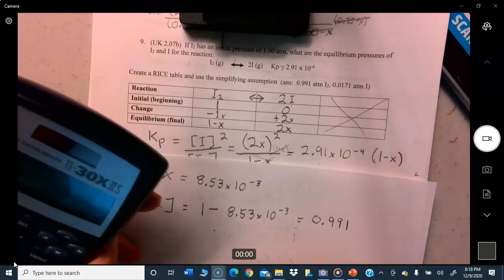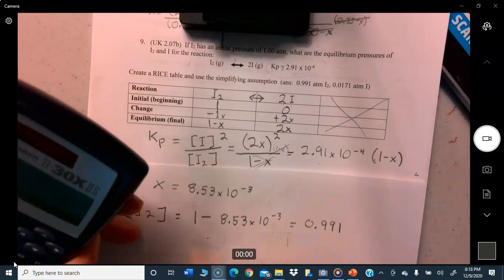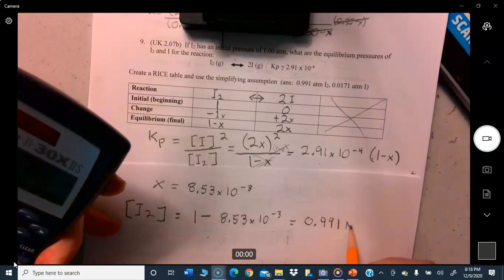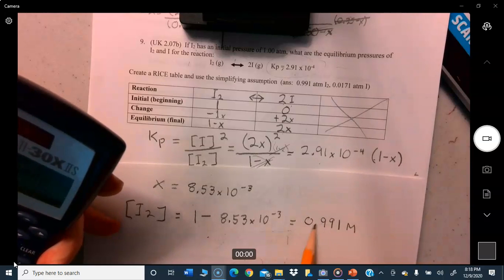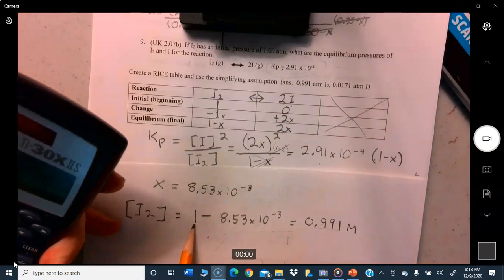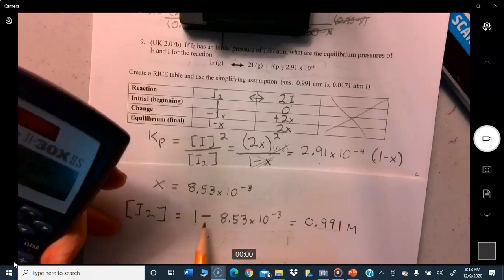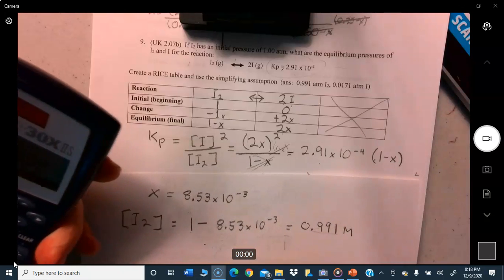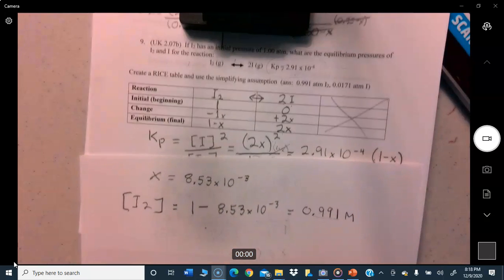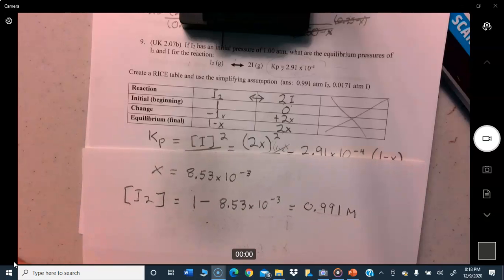0.991. Okay, and that again is a concentration, so it's molar. Okay, you can see that number is very close to 1. So this number was really tiny compared to that. So we'll still do the 5% test, but we're probably going to pass our test there, okay?